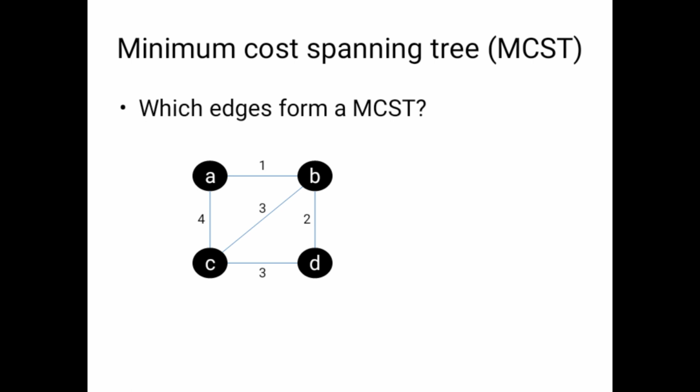Now in this, which edges form a minimum cost spanning tree? It is A to B, the weight is 1, B to D the weight is 2, D to C the weight is 3, C to A the weight is 4 and C to B the weight is 3. Suppose if you include A to B and B to D and D to C, it forms a minimum cost spanning tree. The total cost will be 6. Hence it forms a minimum cost spanning tree.